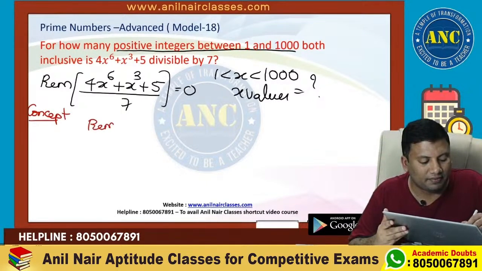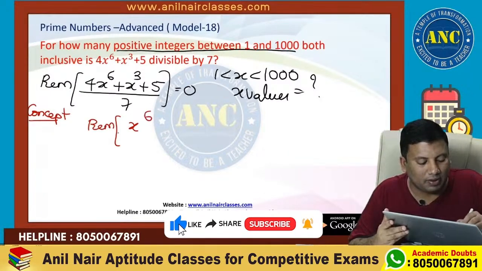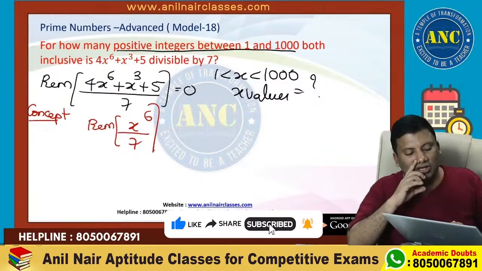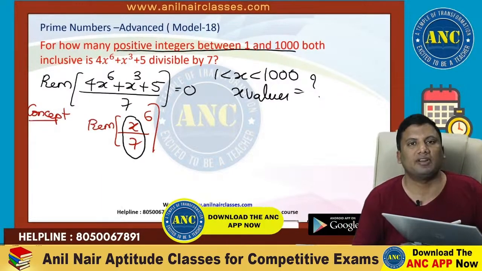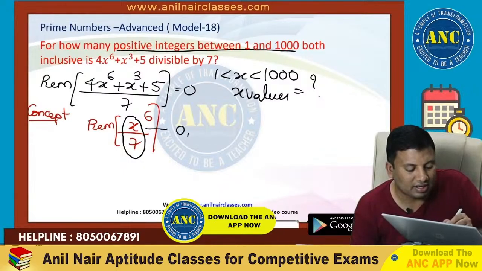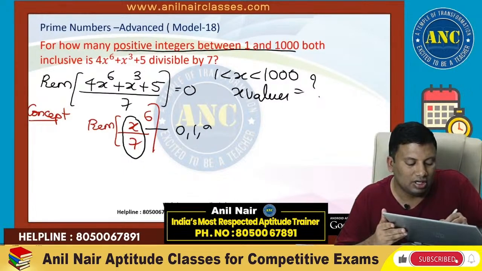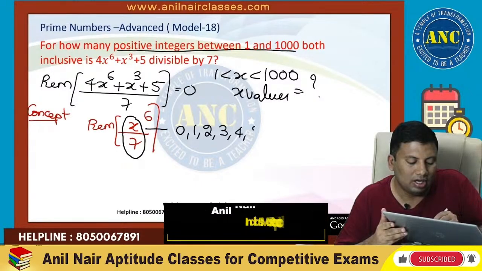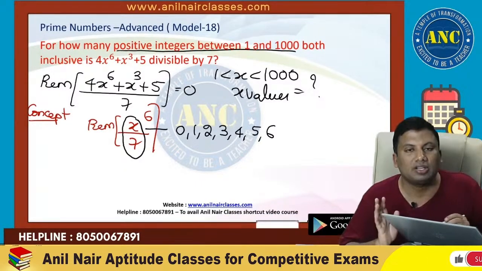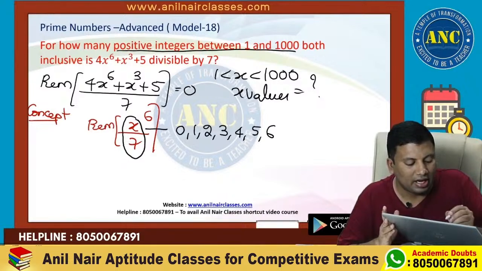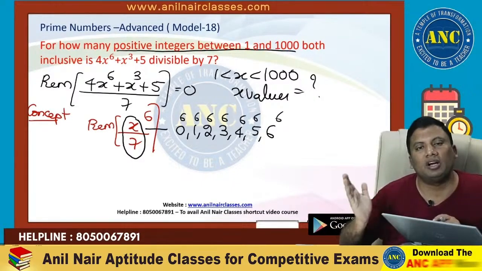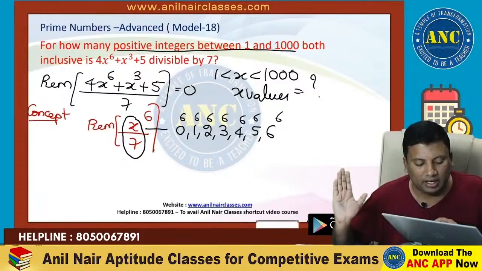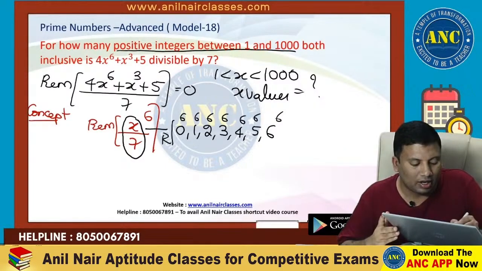Suppose I take x power 6 divided by 7. When you divide any number by 7, what are all the possible remainders? 0, 1, 2, 3, 4, 5, 6. Am I right? These are all the possible remainders. So let us do power 6. When you divide x by 7, the remainder can be 0, 1, 2, up to 6. I hope it is clear.